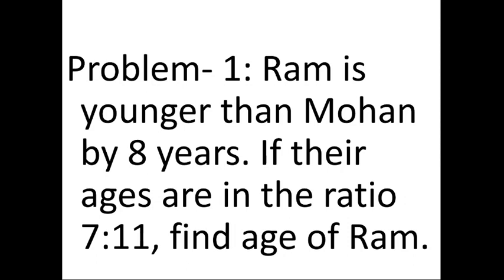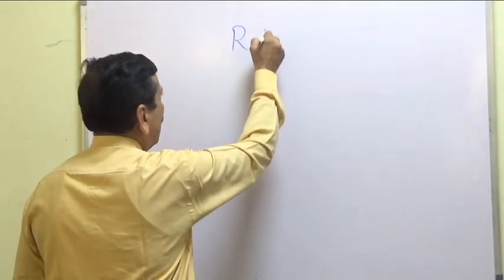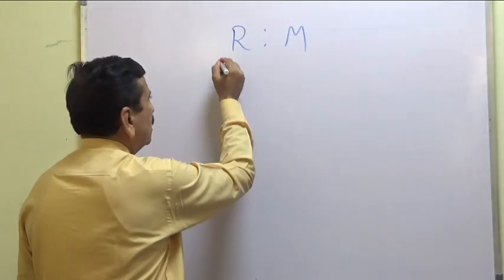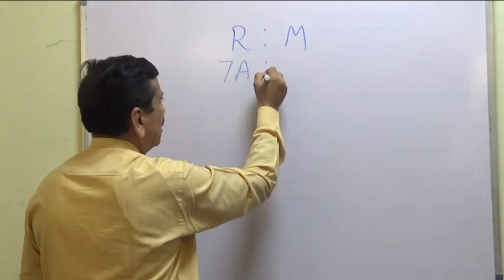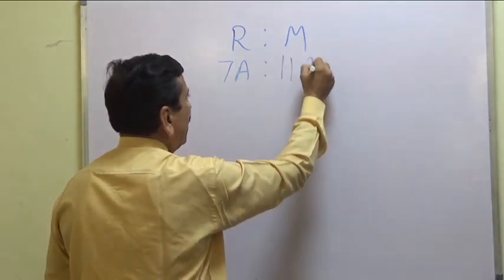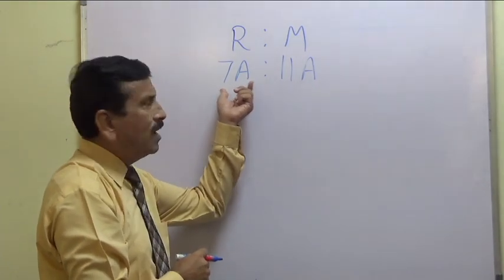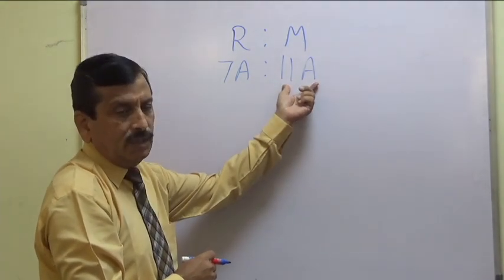Let us see the first problem. Ram is younger than Mohan by 8 years. If their ages are in the ratio 7 is to 11, find the age of Ram. Normally, as they are in the ratio 7 is to 11, let's consider the age of Ram is 7a, where a is some constant of proportionality. So 7a is the age of Ram, 11a is the age of Mohan.